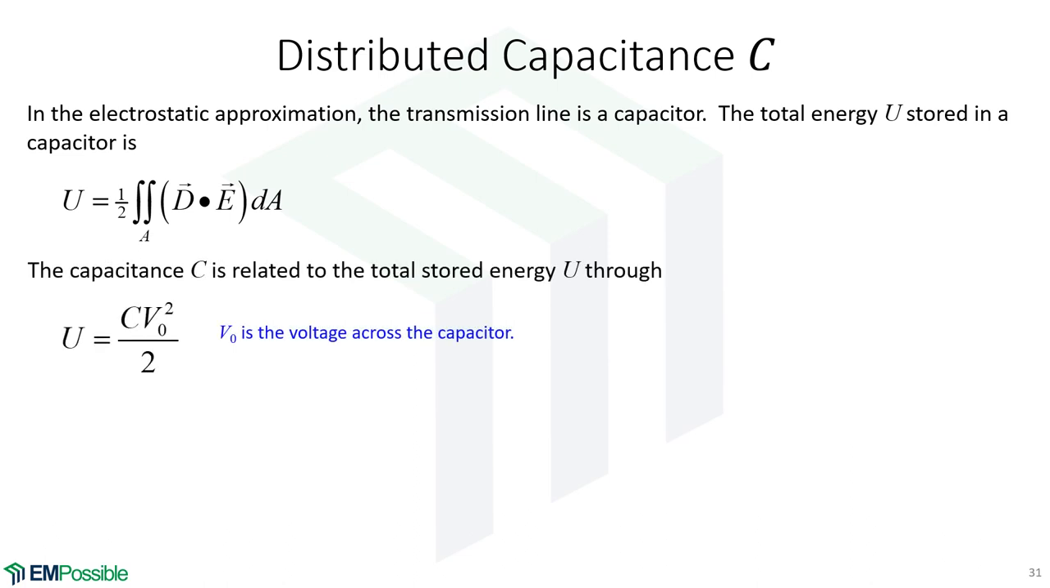We know from circuit theory that the total energy stored in a capacitor is the capacitance times the applied voltage squared divided by 2.